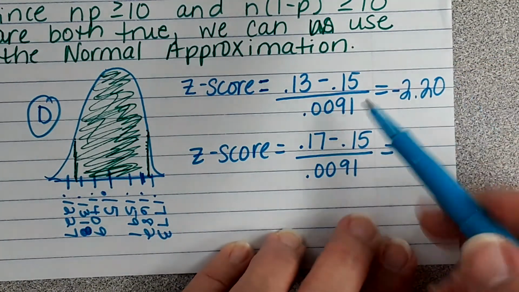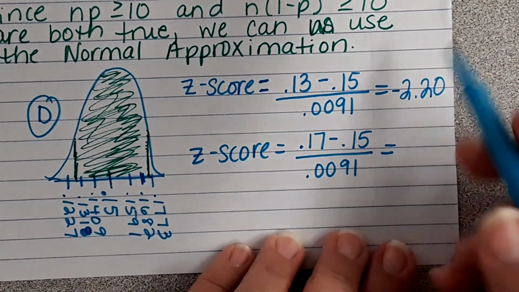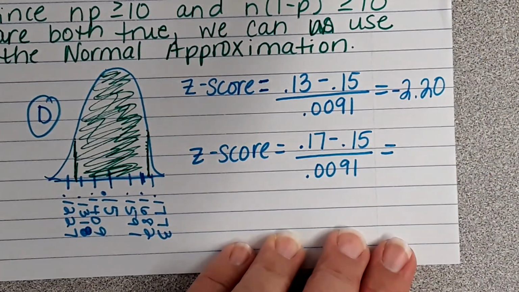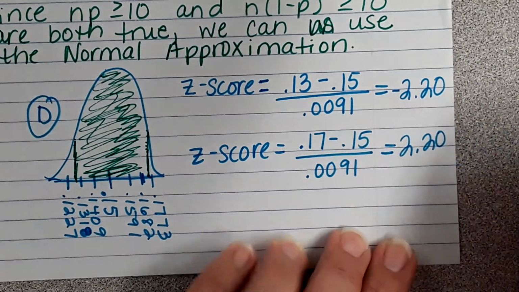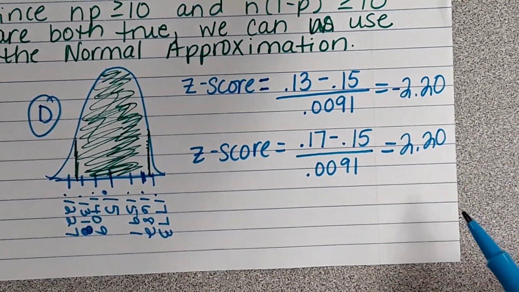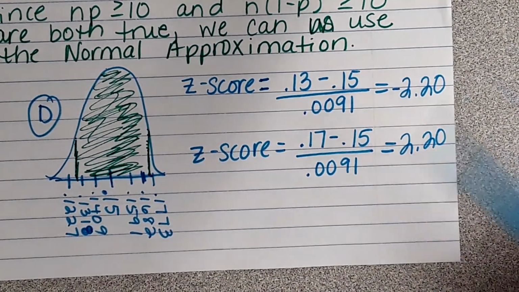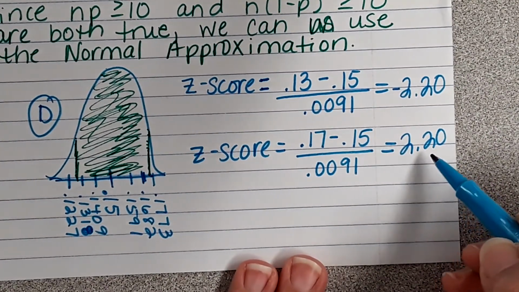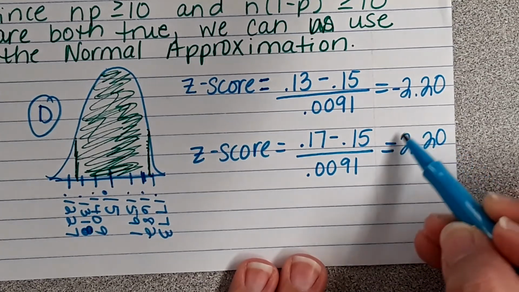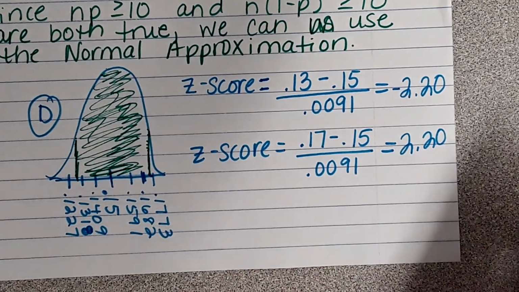What was the z-score for 0.17 minus 0.15 divided by the standard deviation? 2.2. Okay, so what is the area of this one, of the positive one? So let's talk about that. What is the area of the 2.20? What was that area?